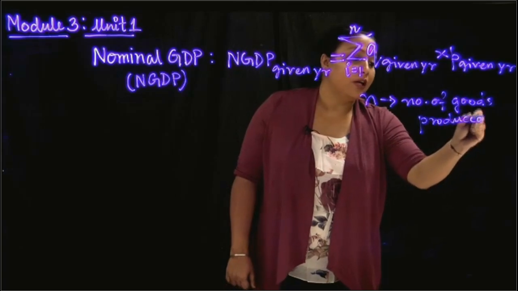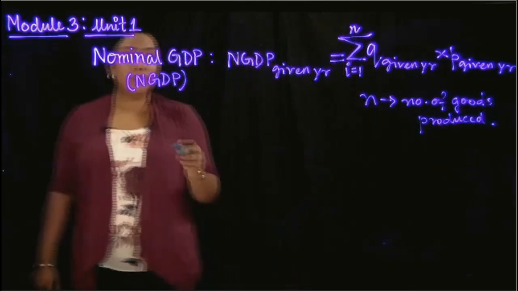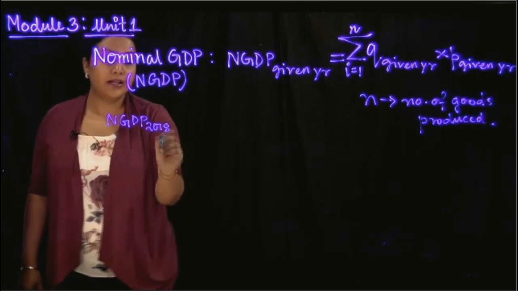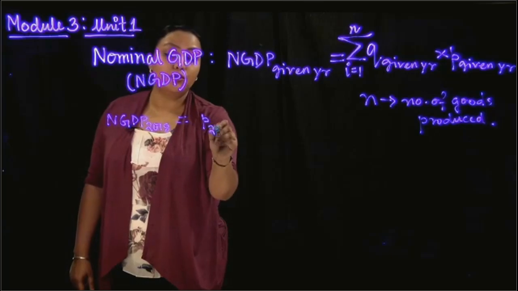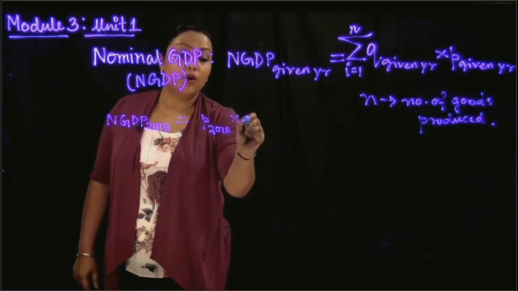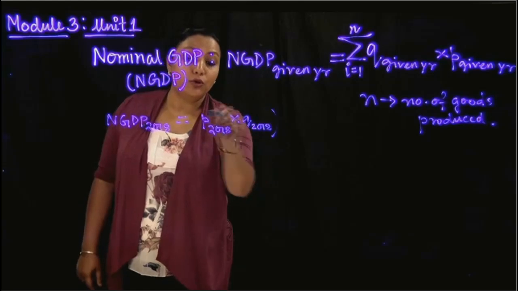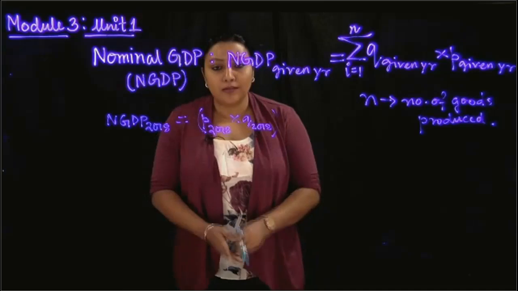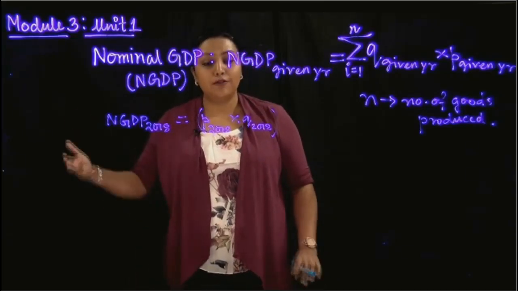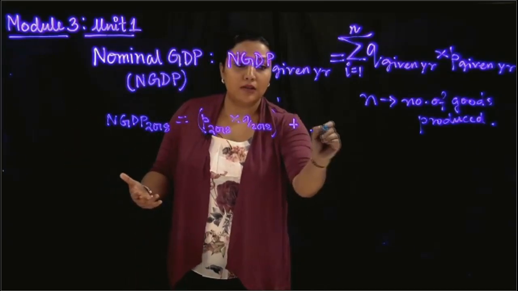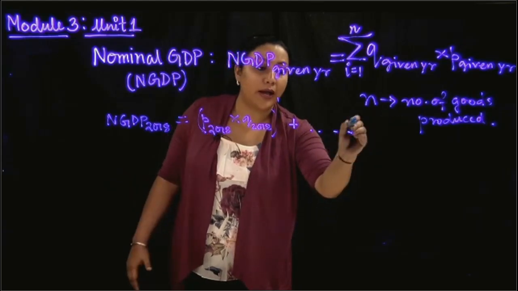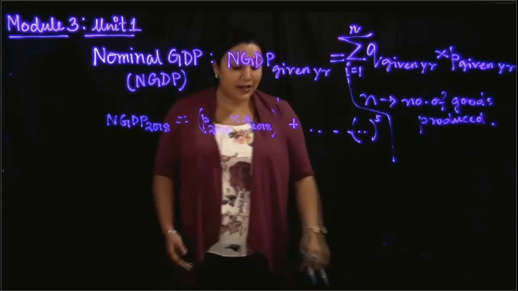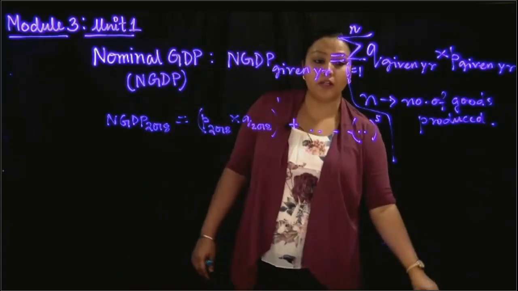So for example, if I was finding the nominal GDP of 2018, then I would do the price of 2018 times the quantity of 2018, and I would do this for all goods and services that are produced in the economy. So if say the economy is producing 5 goods, then I would do this for good 1 plus good 2 plus good 3 all the way till good 5. That is what I am trying to say. Okay, so that is basically the definition of nominal GDP.